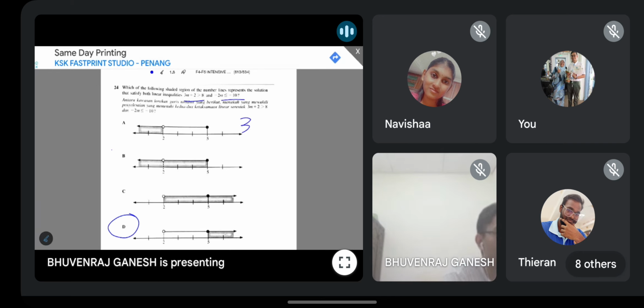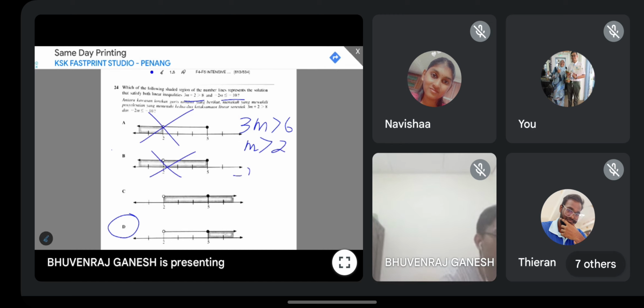Okay, so 3m greater than 6 means m greater than 2. So this one is definitely out. Wrong region already. Must be greater than 2. Lebih besar dari 2. And then this one you must solve also. So this one you will get m greater than or equal to 5.